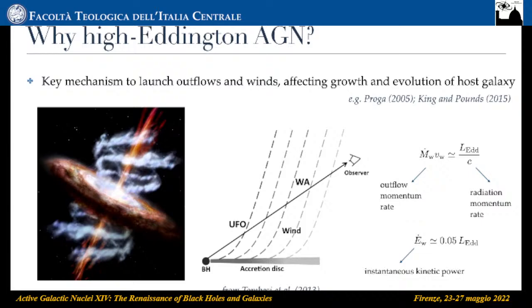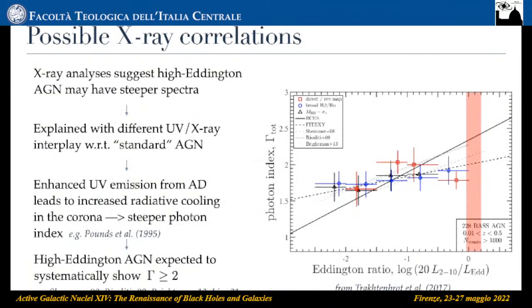lives in. Many authors have claimed the existence of a positive correlation between the Eddington ratio and the photon index of the X-ray power-law continuum, gamma, by means of which we would expect AGN radiating close to the Eddington limit to have steep values of gamma greater than or equal to 2. This is often explained in terms of an enhanced UV emission for these sources that makes the radiative cooling in the corona more efficient, and the result is a steepening of the power law spectrum.